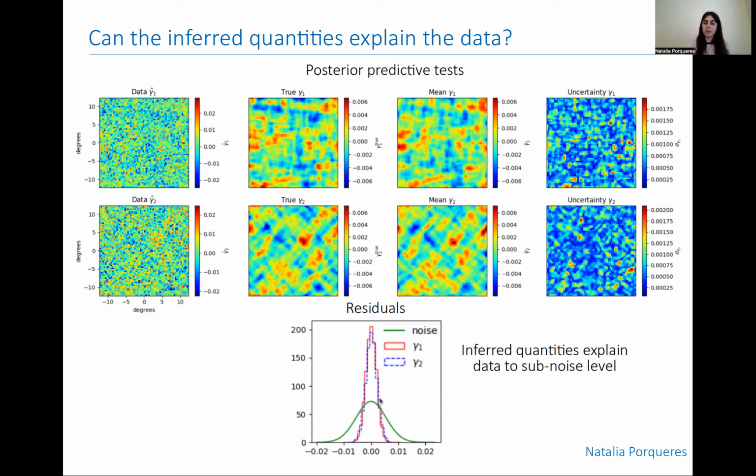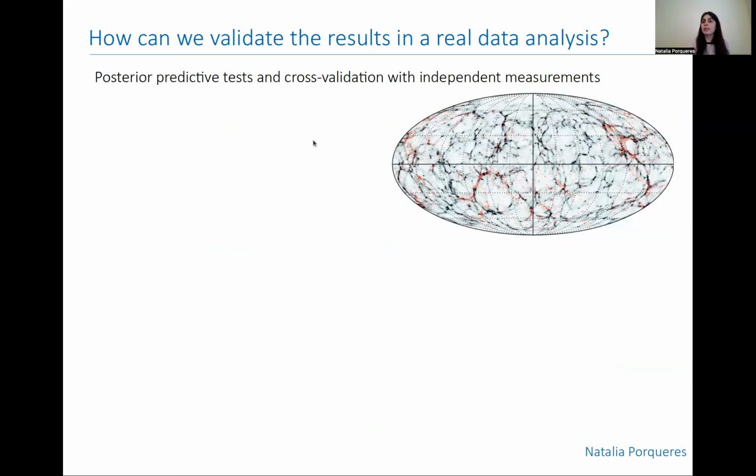So here we have the residuals of the posterior predictive test, and the green line is the distribution of the noise. And we find that the residuals are narrower than the noise. So of course, in real data, we are not going to have this second column here, but we can still use these density fields to cross-validate our results with independent measurements.